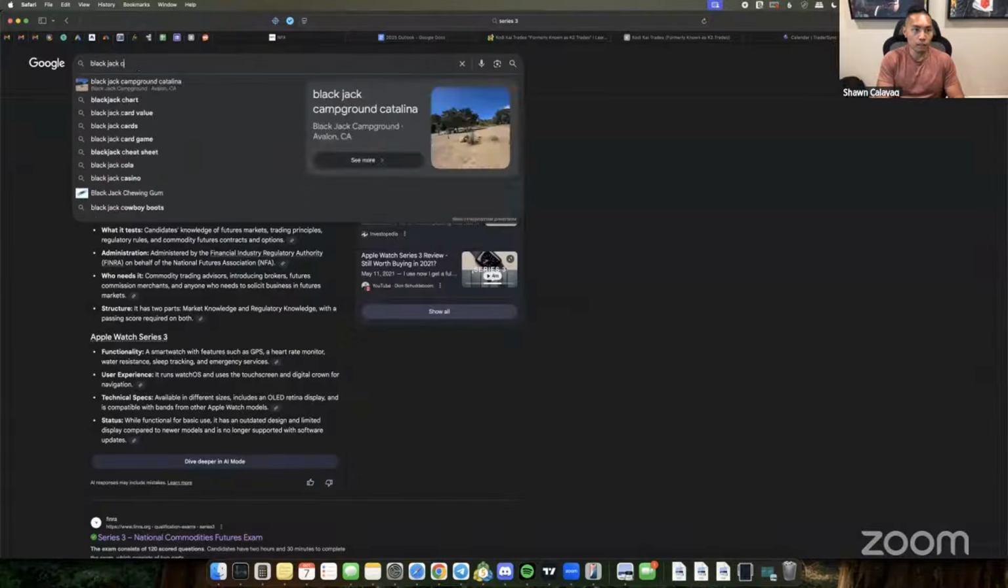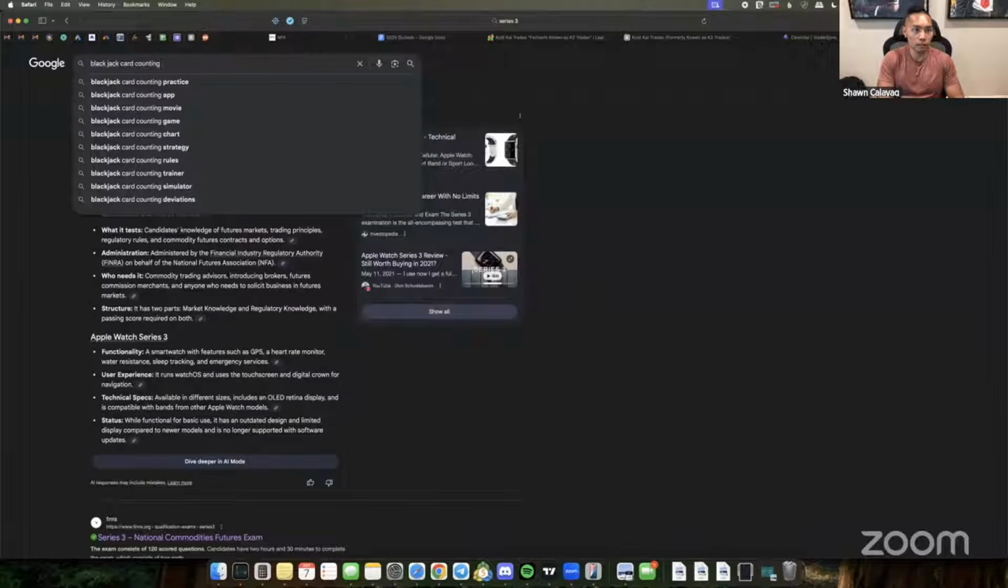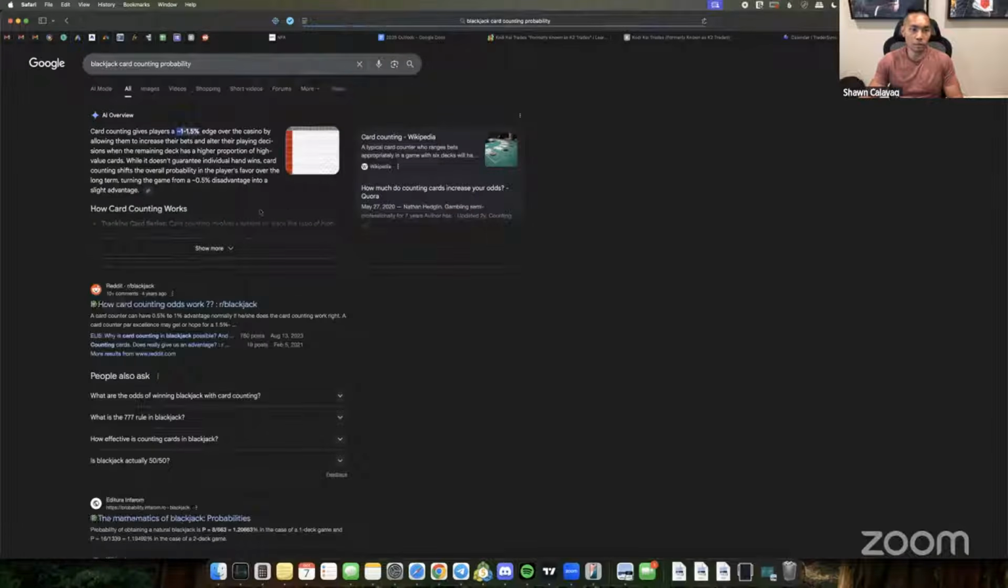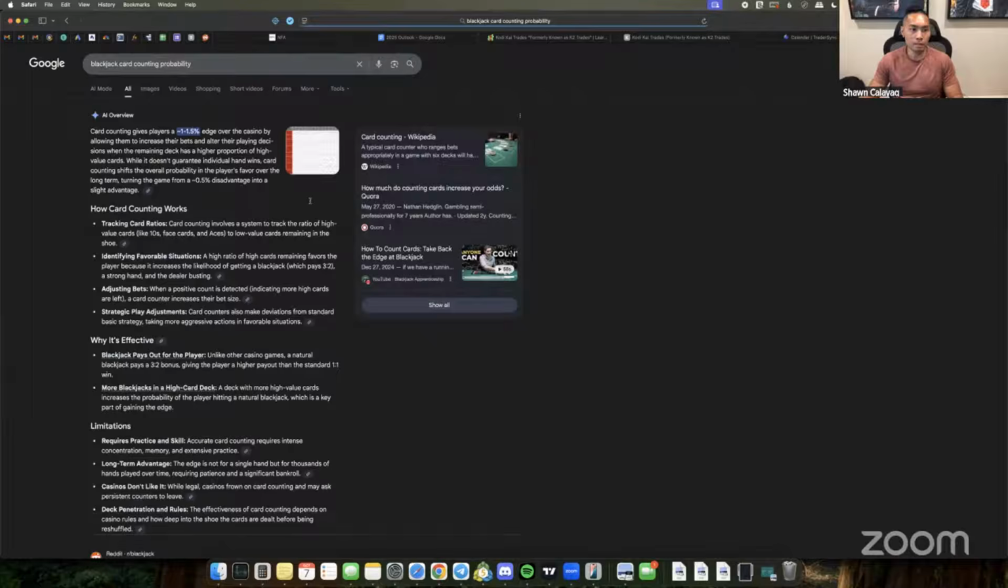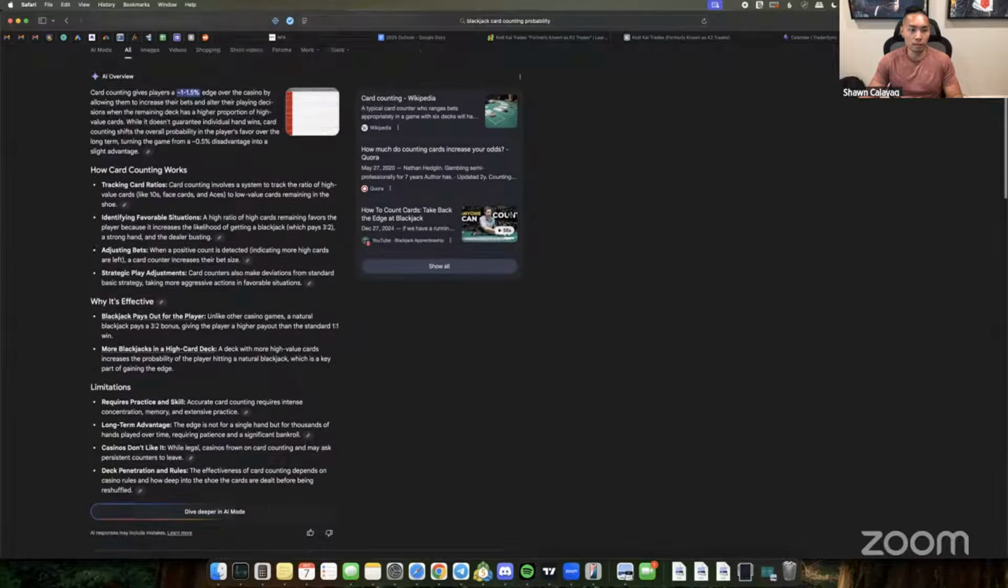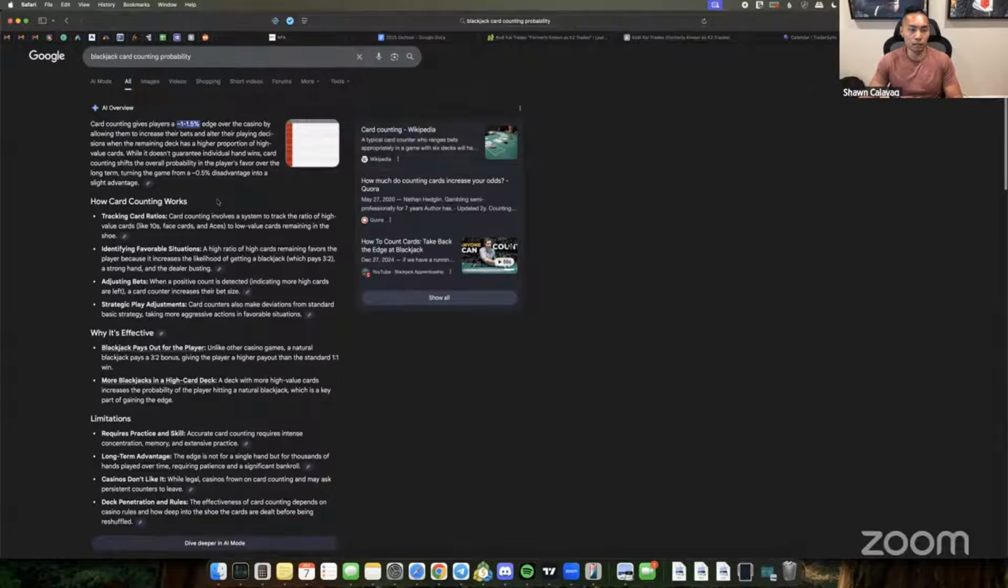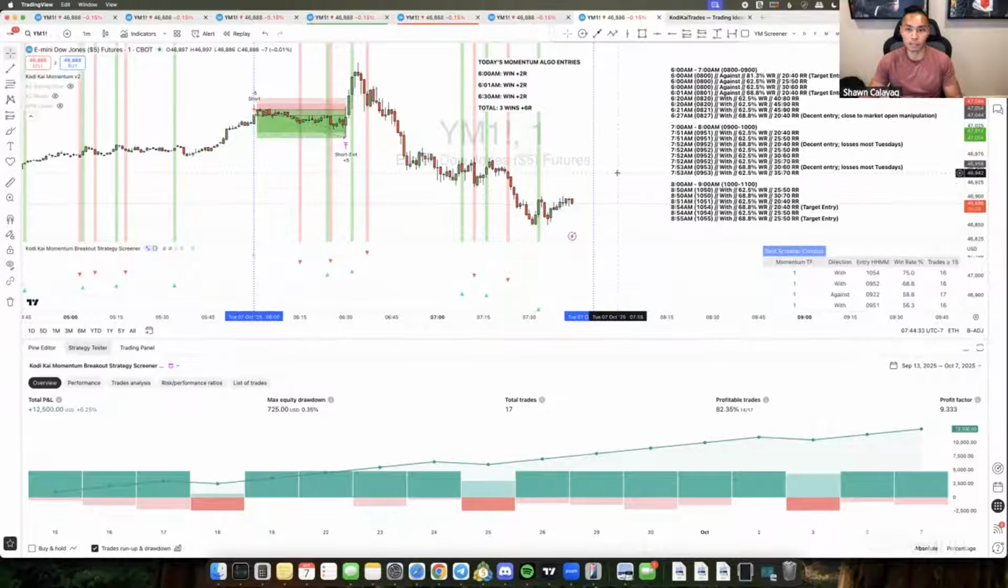Blackjack card counting probability, right? There's a movie, I think it's called 21 or something like that. Basically, what we're doing here is trading probabilities, very similar to blackjack. If you guys have seen that movie 21, it's pretty crazy. These guys make a ton of money playing blackjack because they only take size when their probability is high enough. We're doing the same thing here.